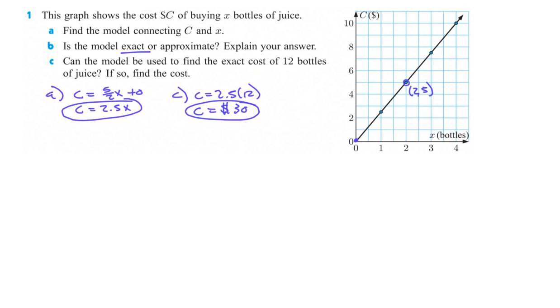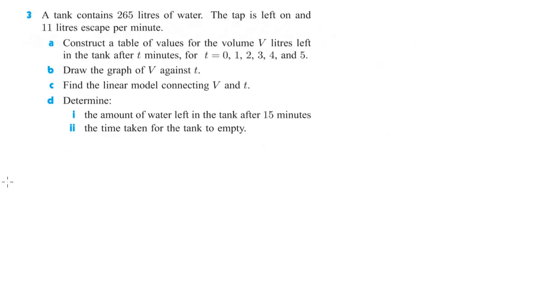All right, moving on to number 3. A tank contains 265 liters of water. Taps are left on and 11 liters escape per minute. Construct a table of values for the volume V, liters left in the tank after T minutes. Okay, so we're just going to make a quick little T chart here.